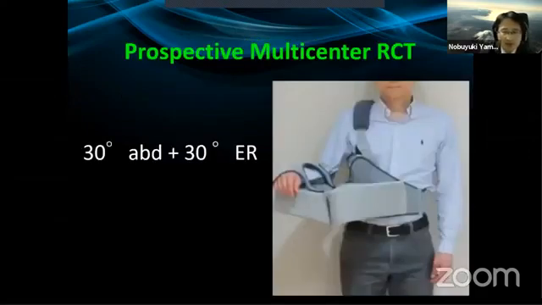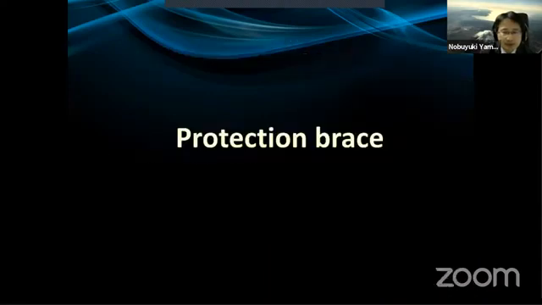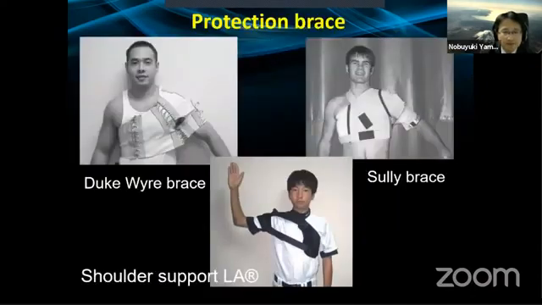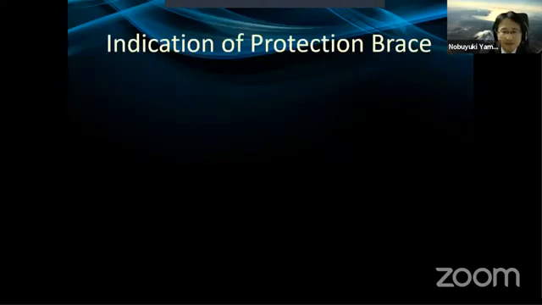Now we have an ongoing prospective multicenter randomized controlled trial using an abduction and external rotation brace. Protection brace. By using this protection brace, we can prevent the dislocation position. Several protection braces are commercially available. What is the indication of the protection brace?